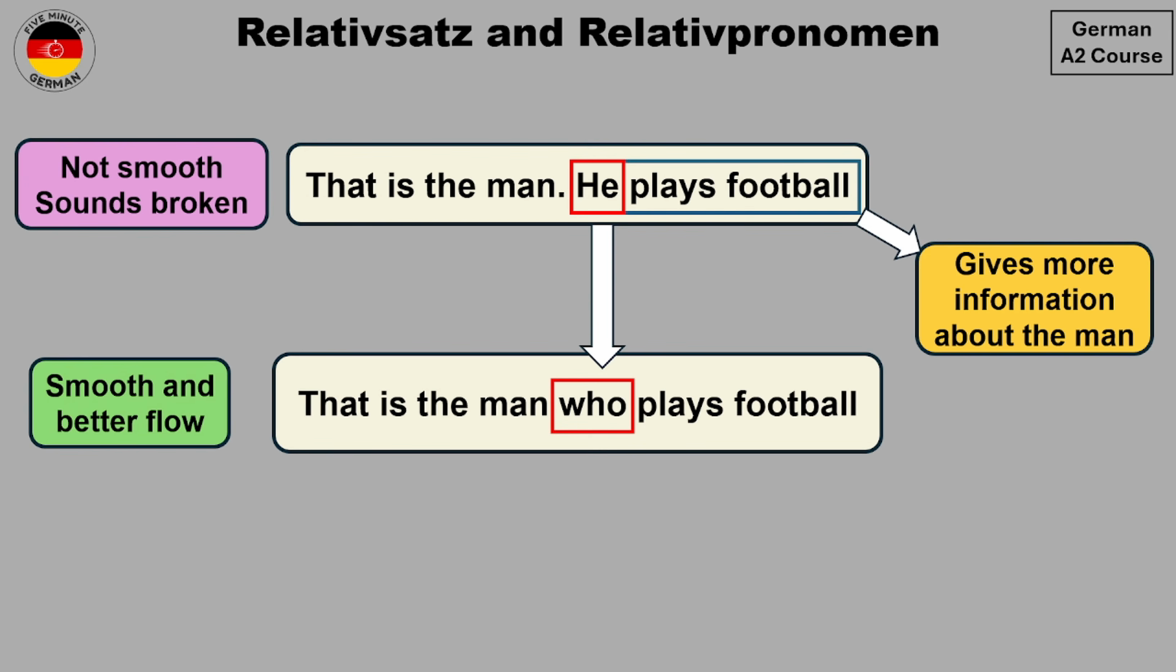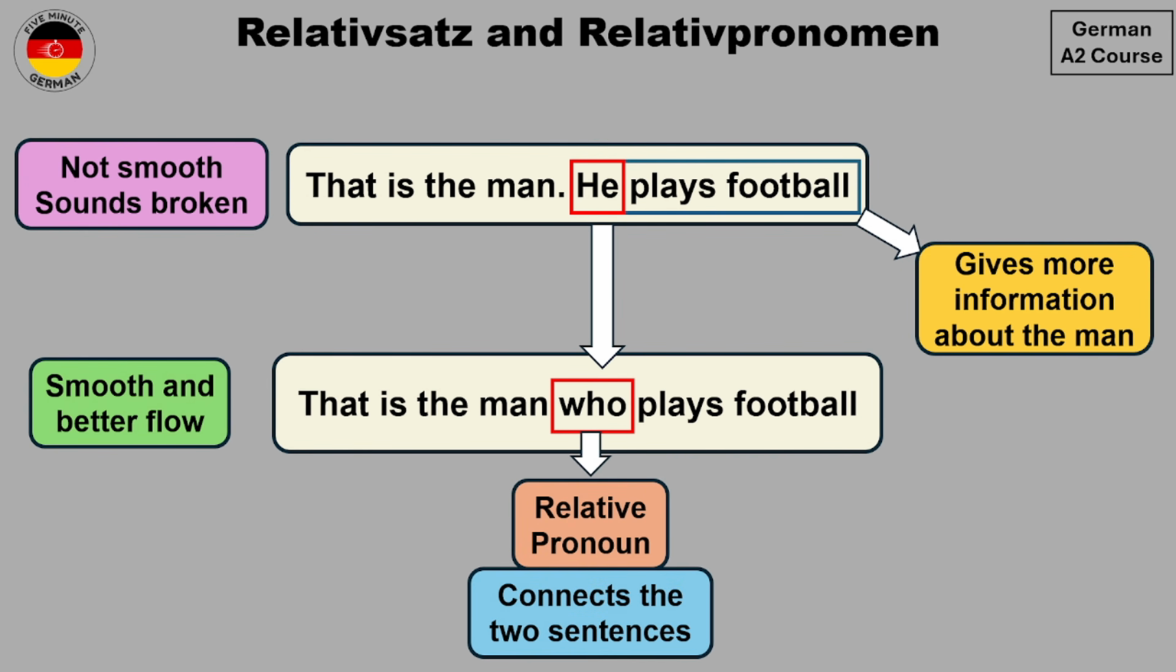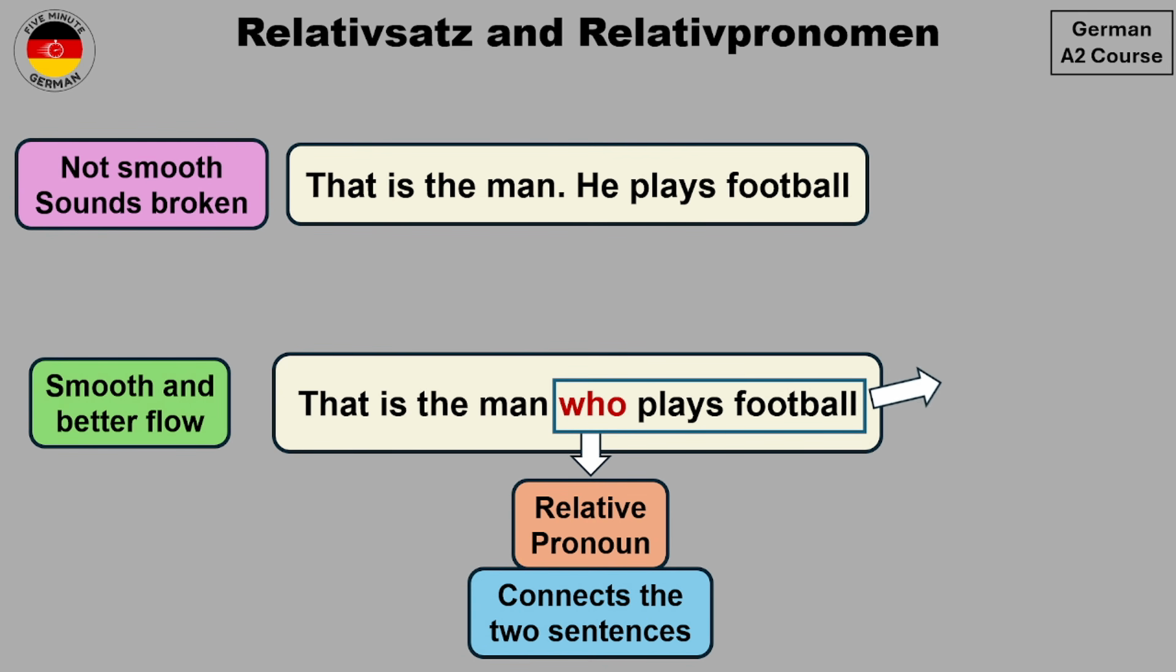And this who is a relative pronoun. You see that it connects the two sentences. And in the second sentence, you also see that the second part, which is who plays football, also gives us more information about the man. So both sentences have the same meaning, but they are written differently. And this part of the sentence, which contains the relative pronoun, is called the Relativsatz.